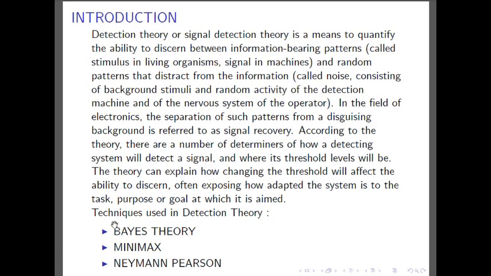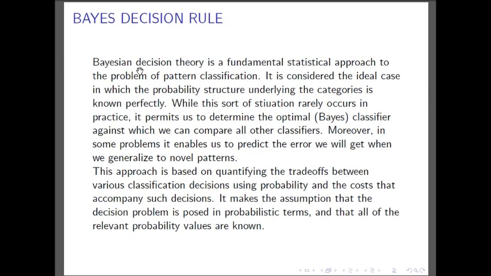Now, the techniques involved in detection theory are the Bayes theory, minimax and Neyman-Pearson. Now let us see what the Bayes decision rule is. Bayes decision theory is a fundamental statistical approach to the problem of pattern classification. It is considered the ideal case in which the probability structure underlying the categories is known perfectly. In Bayes decision theory, the prior probability is fixed and the threshold is calculated, and we always look for the minimum value of the average cost.